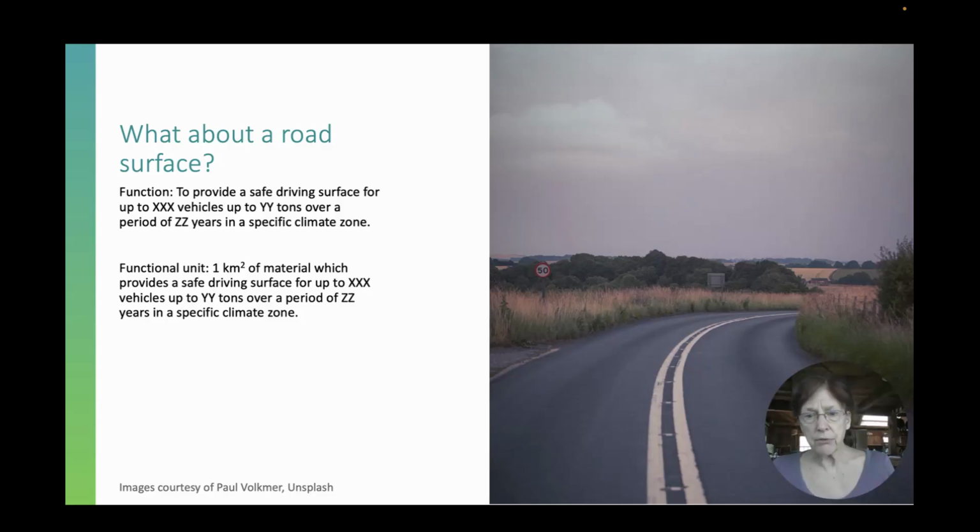Let's think about a road surface. For a road surface, we might want to say the function is to provide a safe driving surface for up to so many vehicles of so much weight over a period of so many years in a specific climate zone. The functional unit might be a kilometer squared of that material.